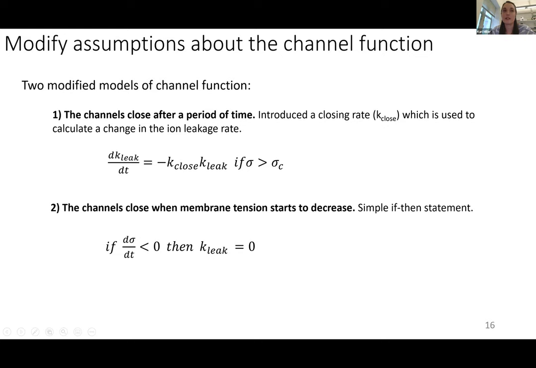The second fix is the channels close when the membrane tension starts to decrease. So this is a really simple if-then statement in the code. Basically, if dσ/dt, the change in the membrane tension, is less than zero, then the K leak becomes zero. This is just really easy to implement. So what do these two different modifications give us in the simulations?